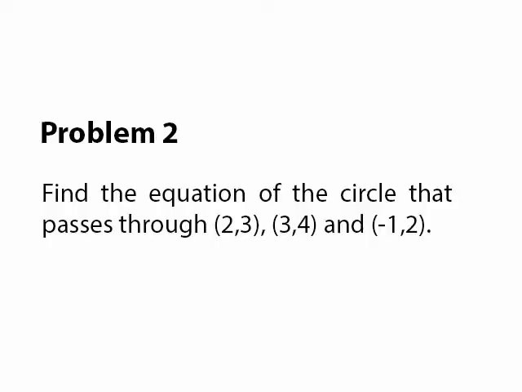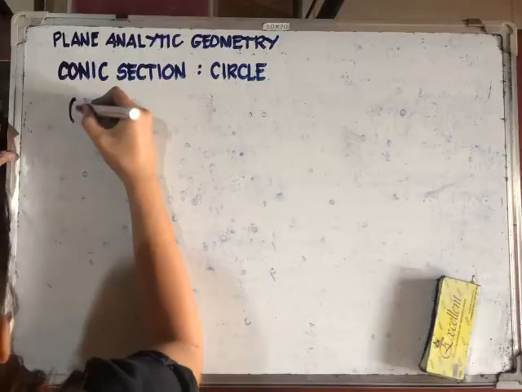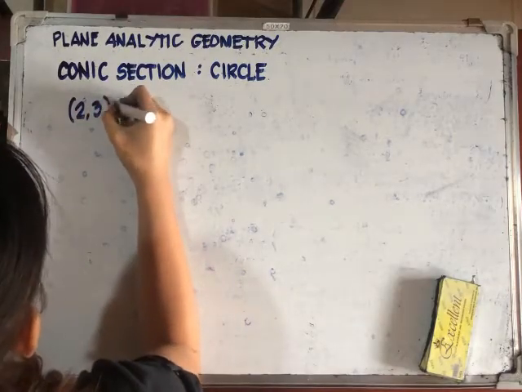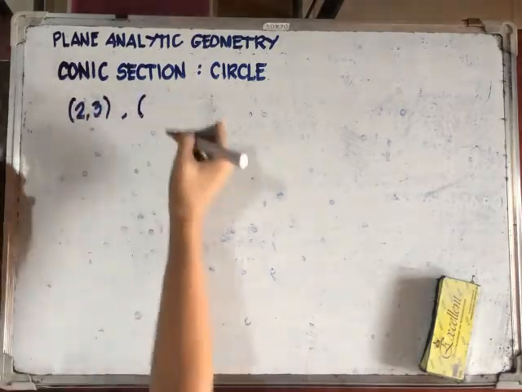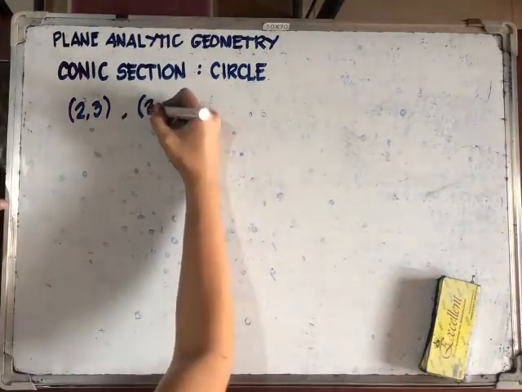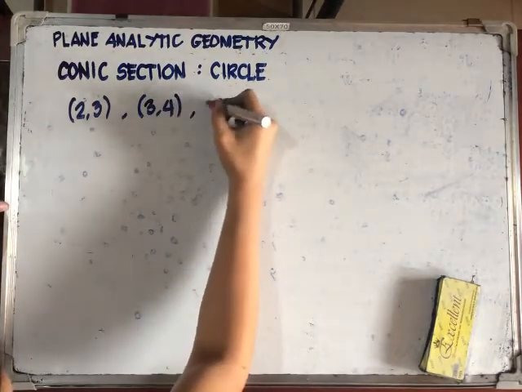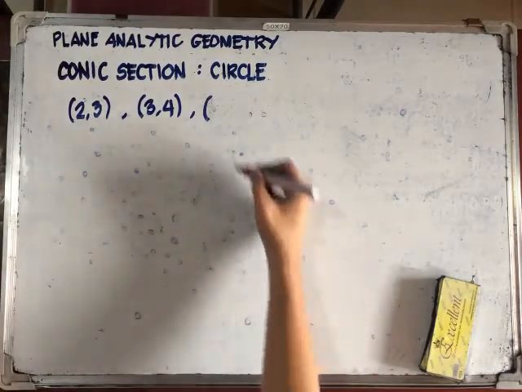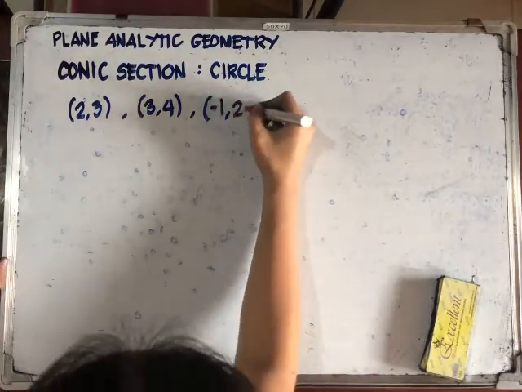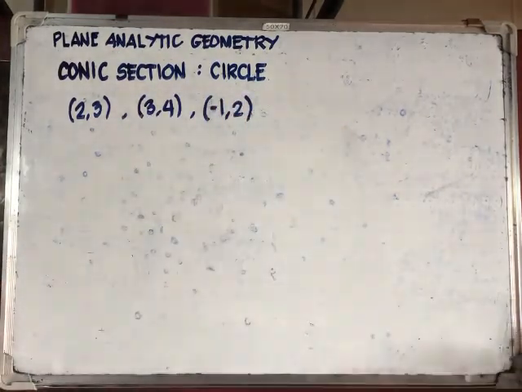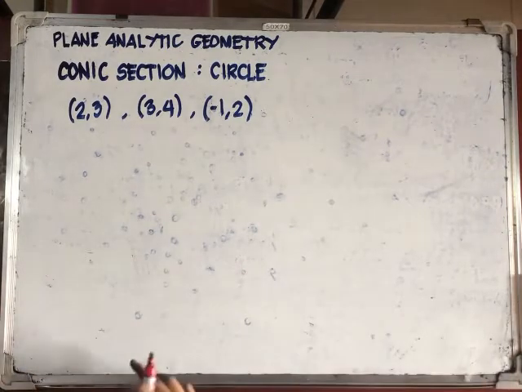Find the equation of the circle that passes through these 3 points: (2, 3), (3, 4), and (-1, 2). So you have 2, 3, another one is 3, 4, and then we also have negative 1, 2. We need to find the equation of the circle that passes through these 3 points.